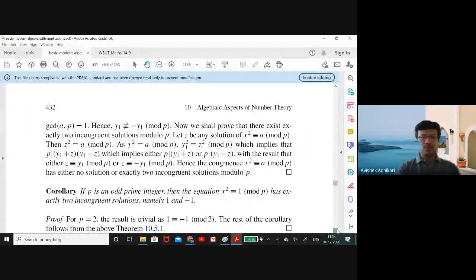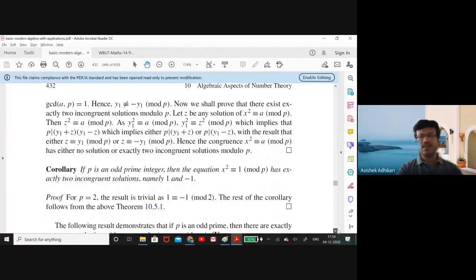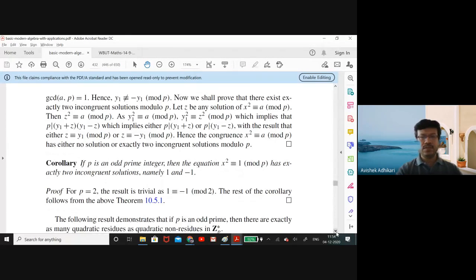So as a corollary, you can say that if P is an odd prime, then the congruence x squared congruent to, so instead of a I put 1, modulo P has exactly two incongruent solutions. Now you can understand 1 and minus 1 are the exactly two solutions of this congruence. So that's very easy.